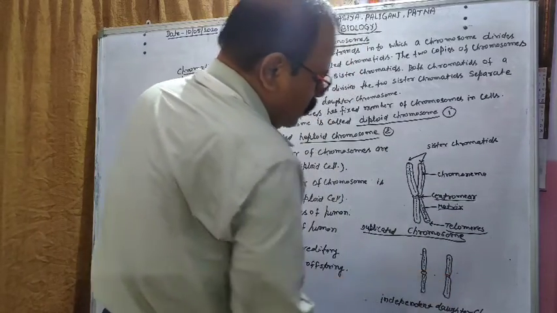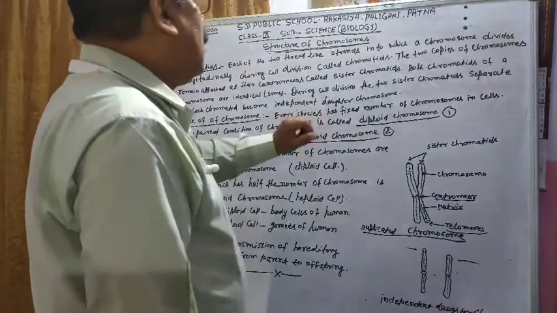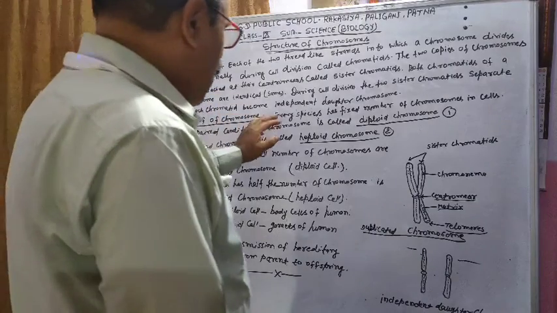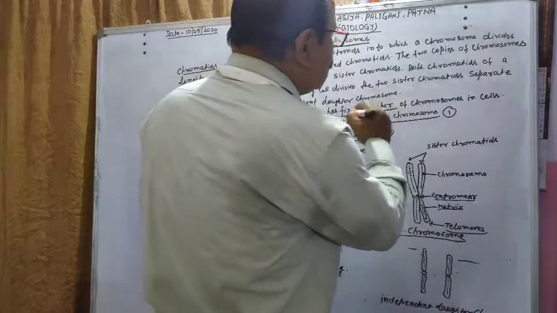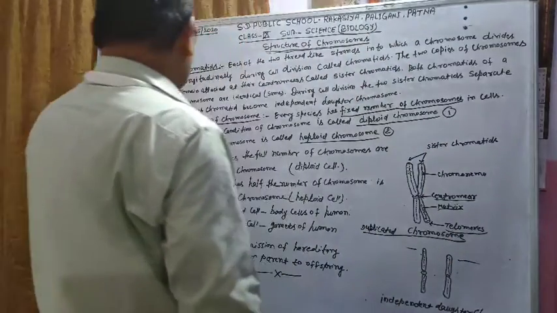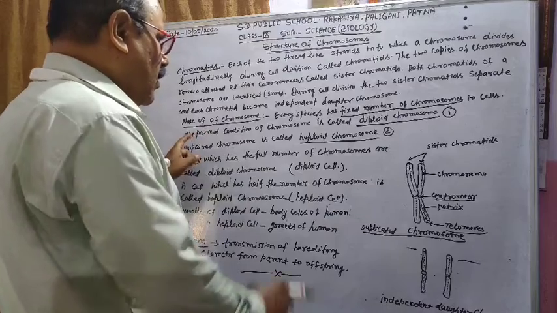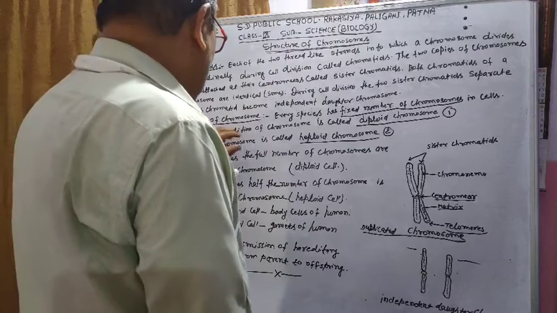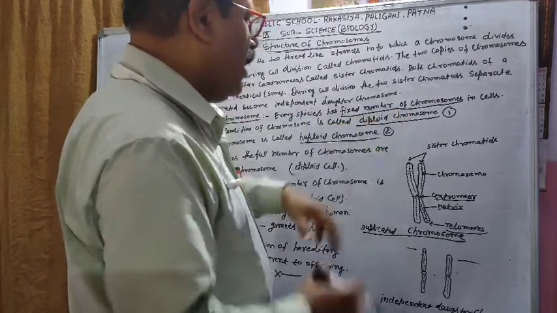This is a daughter chromosome. Now, phases of chromosomes. Every species has a fixed number of chromosomes in its cells. The paired condition of chromosomes is called diploid chromosomes.